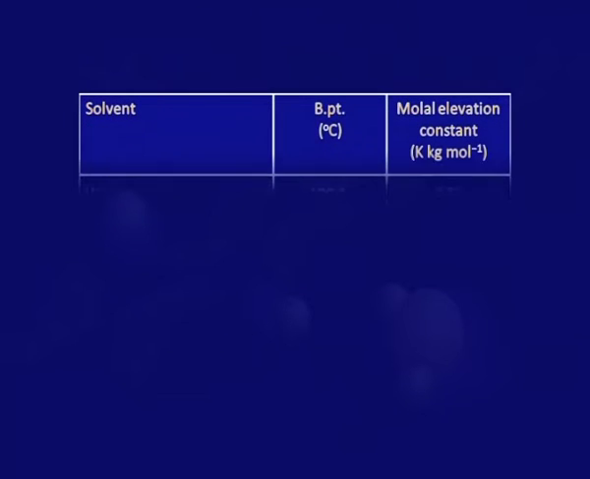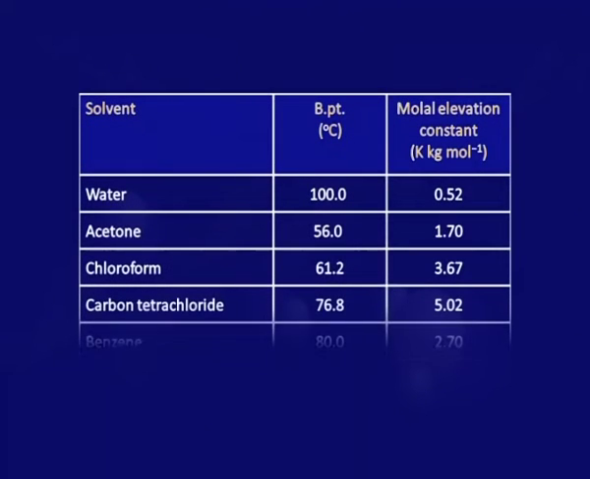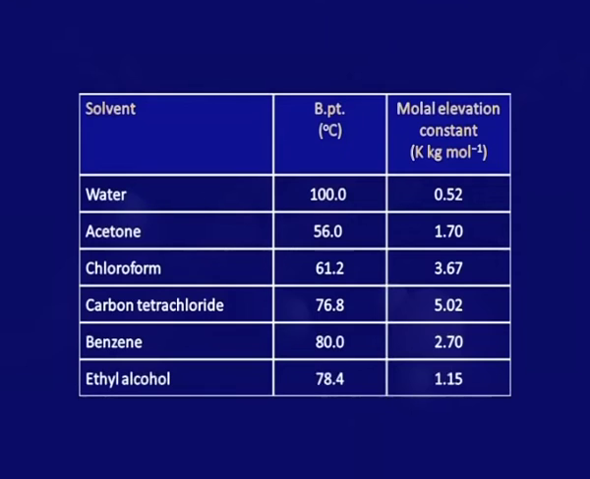You can see the values of molar elevation constants for some solvents in this table. For water, it is equal to 0.52 Kelvin kg per mole. For acetone, it is equal to 1.70 Kelvin kg per mole. Similarly, you can have a look for chloroform, carbon tetrachloride, benzene and ethyl alcohol.